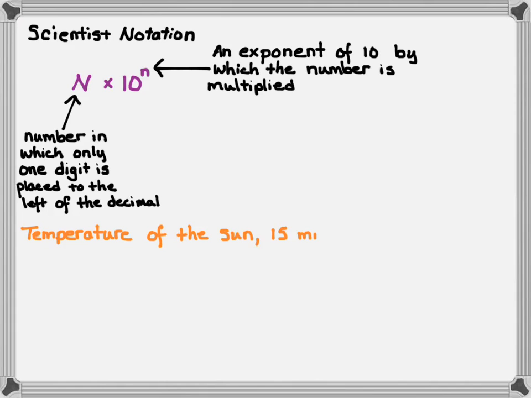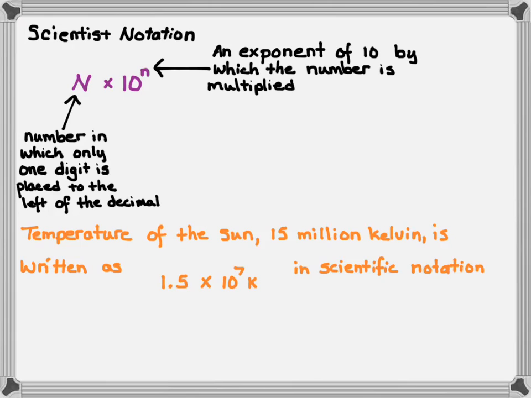If I tell you that the temperature of the sun is 15 million Kelvin, this can be written in scientific notation, and I would write it as 1.5 times 10 to the 7 K. Again, I'll need one digit placed to the left of the decimal point. The 7 represents the exponent of 10 by which the number is going to be multiplied. And if you multiply this out, it will give you 15 million. Okay.